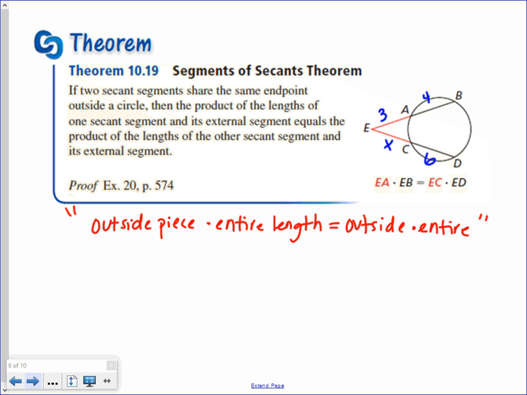What it would be in this case, if this were the numbers that were given, it's always the outside piece, so that would be like 3, times the entire thing. How long would this entire segment be? 7, 3 plus 4 is 7, equals outside piece, x, times, not times 6, but times the entire length. And how could I write this bottom one as one expression?